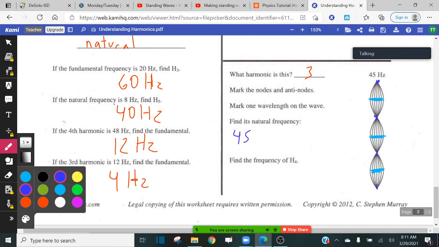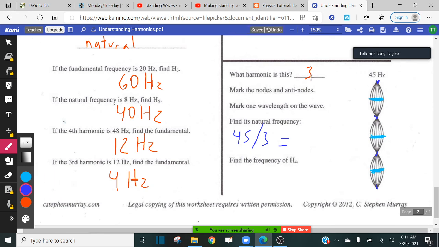45 divided by 3, right? Because here the harmonic number is 3, so the frequency at the third harmonic is 45. So 45 divided by 3 gives me 15 hertz. So this will be the natural frequency, or in other words, the frequency of the first harmonic.